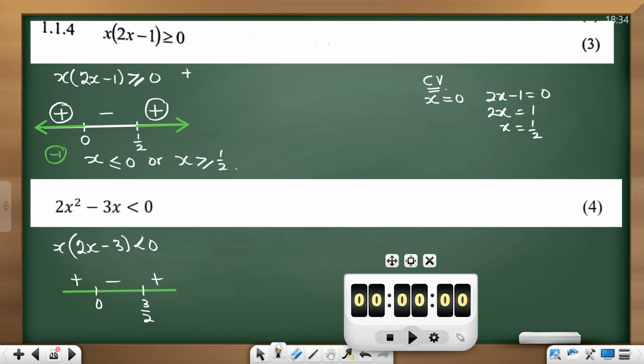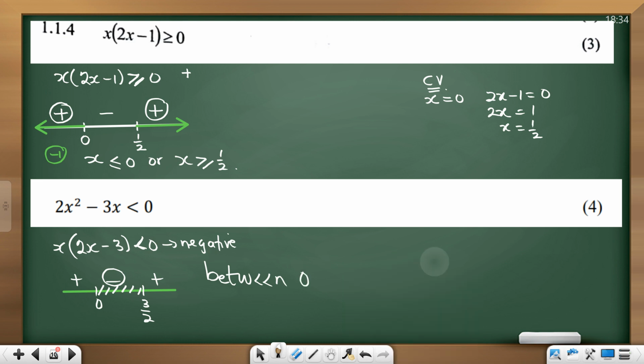Now, the examiner wants it less than 0. Less than 0 means I am working with what? Negative. Check, this is where my negative lies, right here. Oh, it is between 0 and 3 over 2. How do you write that answer? Between 0 and 3 over 2. There we go. This answer is combined and not separated.